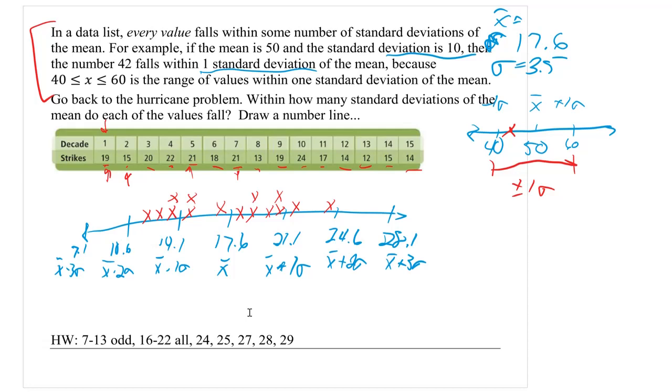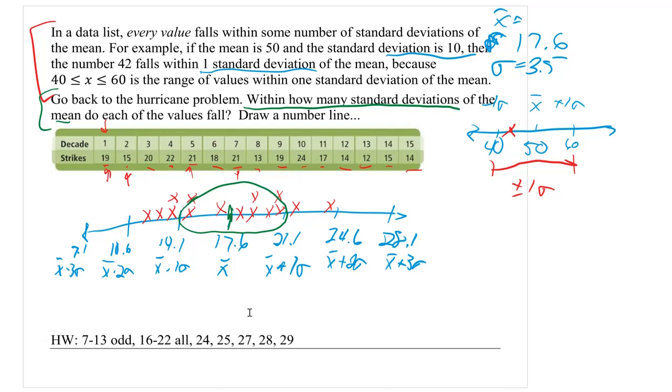So now what we're going to do is answer this question here. Okay, so the question is, within how many standard deviations of the mean do each of the values fall? Okay, so first of all, here's the mean. Within 1 standard deviation of the data is inside of that ring. Now, do we have all of the data falling within that? The answer is no. Obviously, there's stuff outside of it.